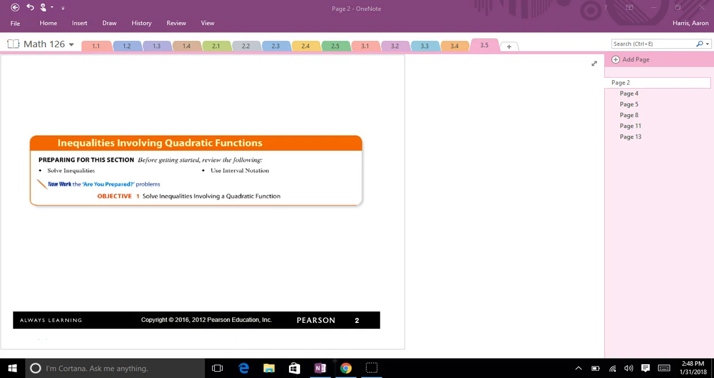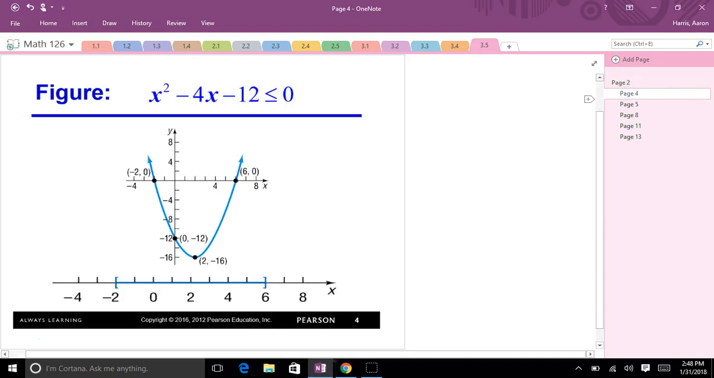We're going to look at inequalities involving quadratic functions and solving those, both visually and algebraically. Let's look at this first visually. We've got this quadratic, x squared minus 4x minus 12.